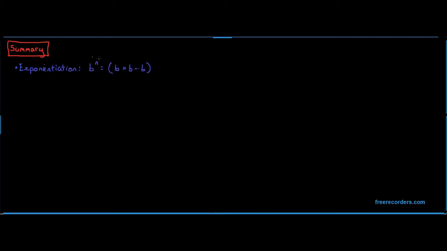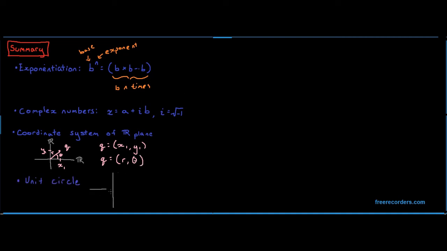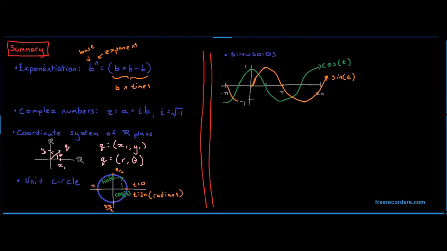And now for our summary. We covered exponentiation, which is just a shorthand for multiplication. Complex numbers consist of a real and imaginary part. The imaginary part can always be reduced to i times a real number, where i is defined as the square root of -1. We looked at Cartesian and polar coordinates and their relationship. We covered the unit circle, which we conceptualize as a circle of radius 1 centered at the origin of a plane. We covered the units of angle we'll be using, radians. And we introduced sinusoids and their properties, and bowed our heads to Euler's formula.